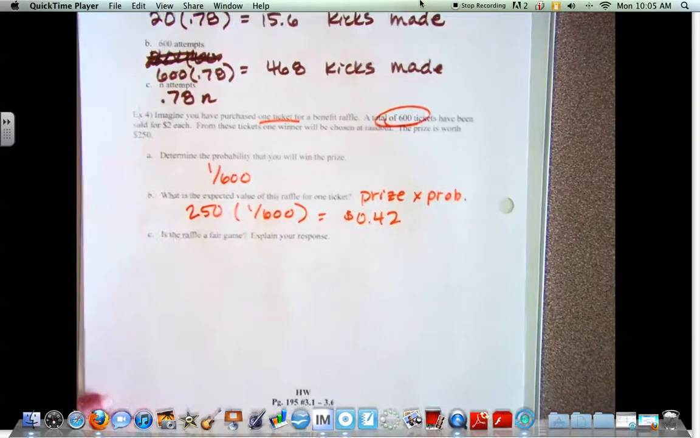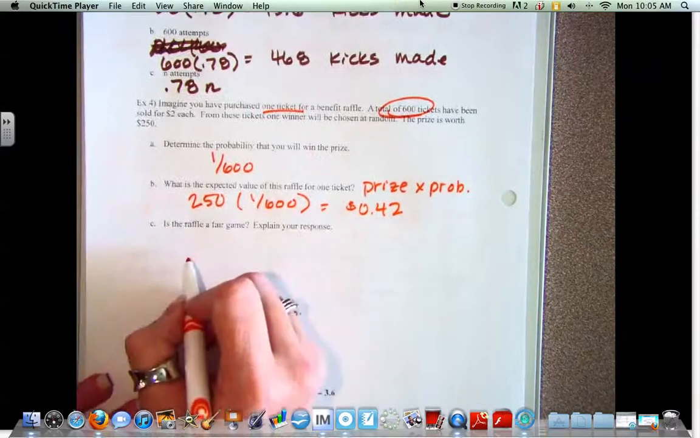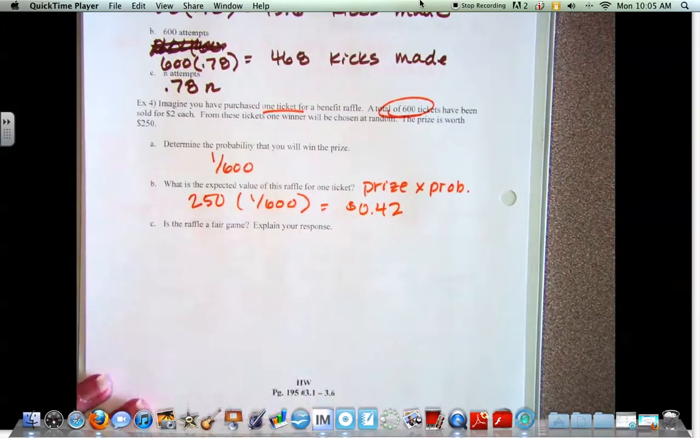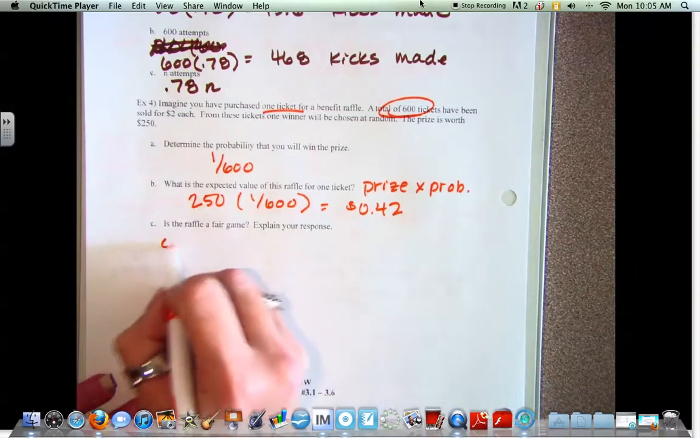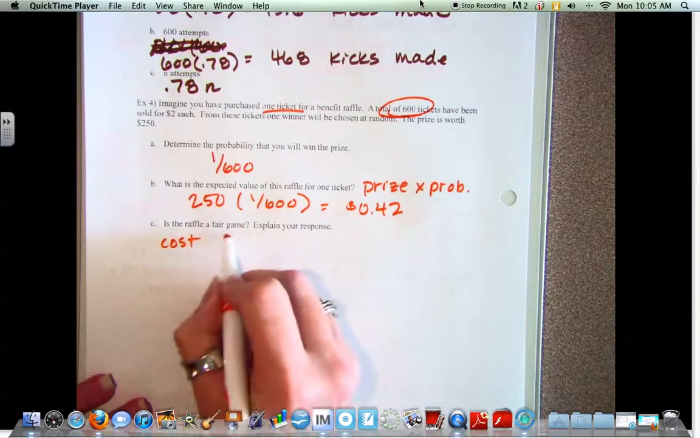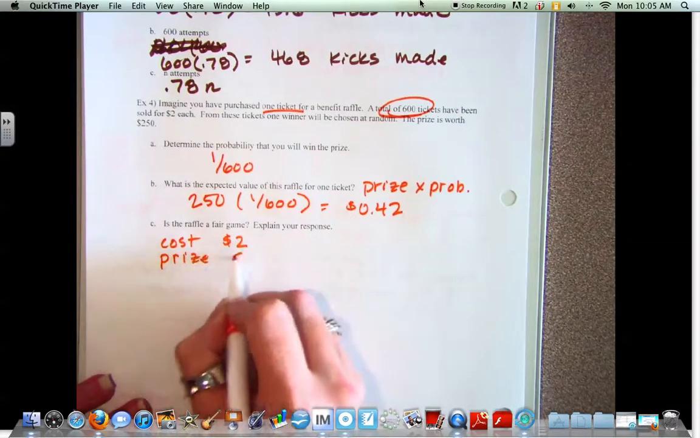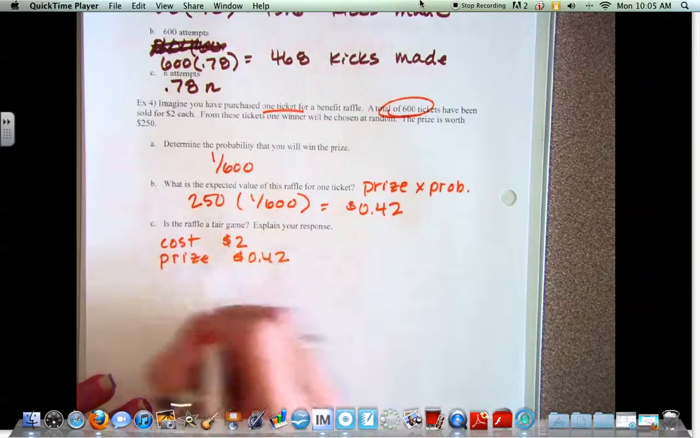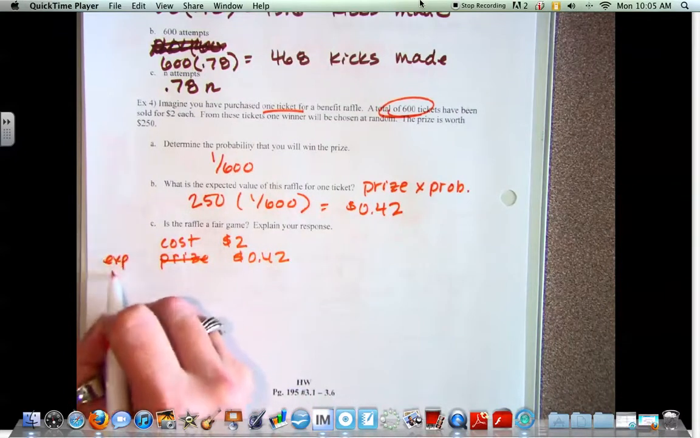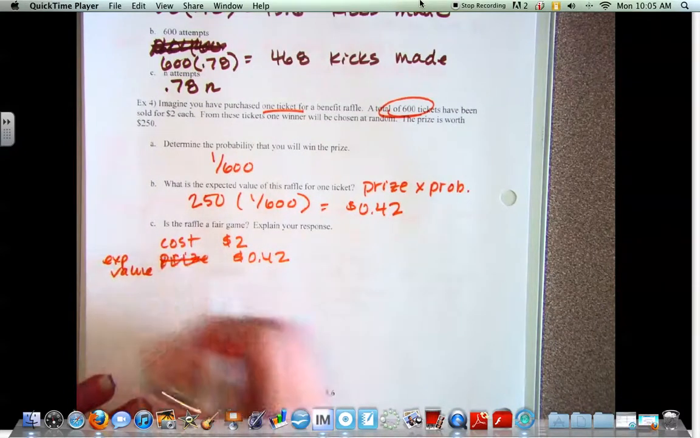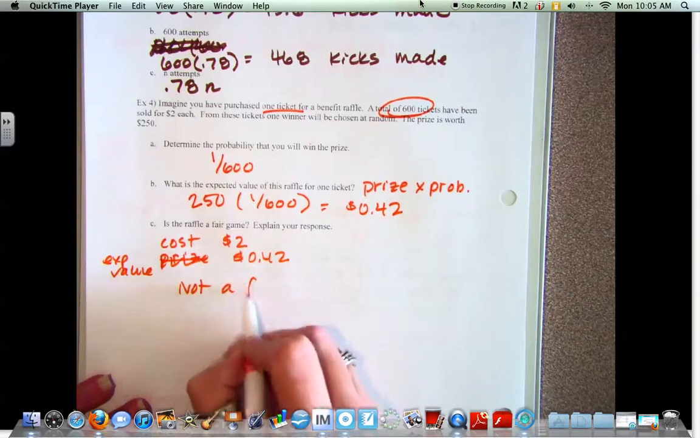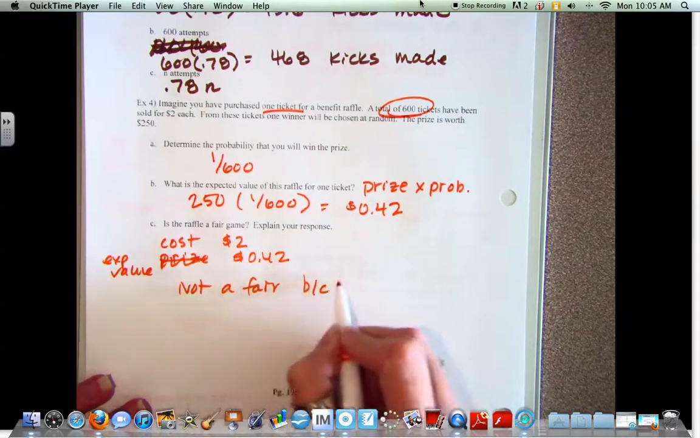Is the raffle a fair game? No. By definition, what has to be equal? The cost of play is equal to the expected value. So my cost is $2 and my expected value is 42 cents. So it's not a fair game because they are not equal.